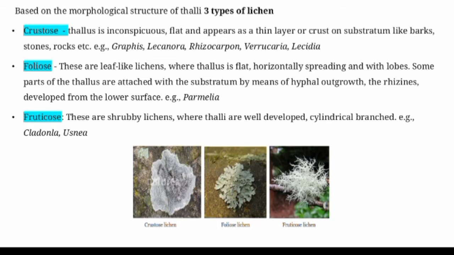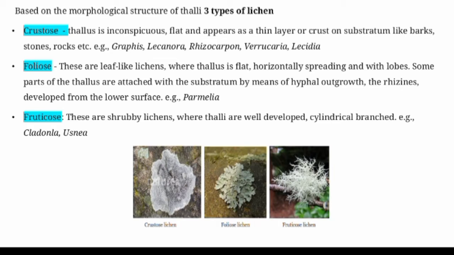Based on the morphological structure of the thalli, there are three types of lichen: crustose, foliose and fruticose. In this picture, we can see the crustose lichen, foliose lichen and fruticose lichen. Crustose lichen: the thallus is inconspicuous, flat and appears as a thin layer or crust on substrata like barks, stones, rocks, etc. Example, Rhizocarpon.